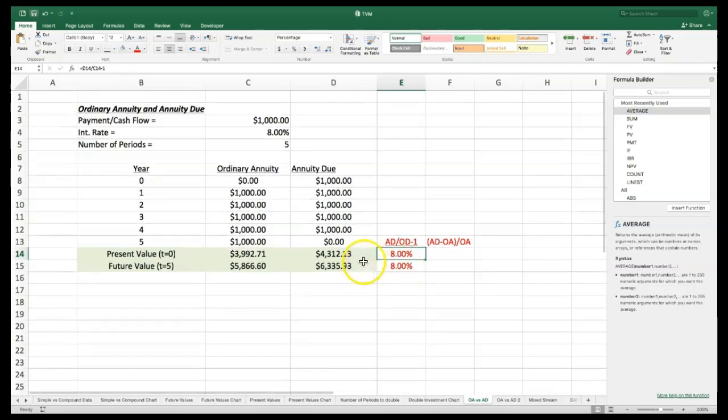And that is because we have 1 period less discounting. Recall that first annuity due cash flow of 1,000 is already at time 0, so there's no discounting. That's where that 8% comes from. Likewise, if we look at future value, we see that the future value of an annuity due is 8% larger than the future value of an ordinary annuity. So the future value of an annuity due will always be greater than the future value of an ordinary annuity by the amount of the interest rate, in this case 8%.